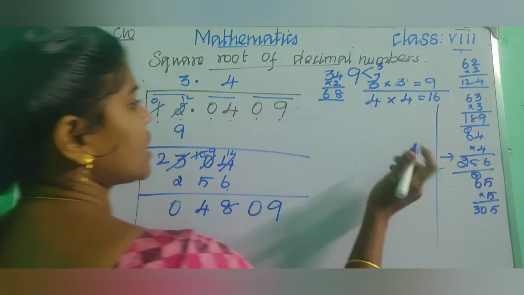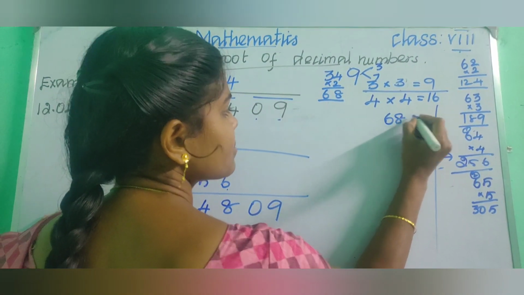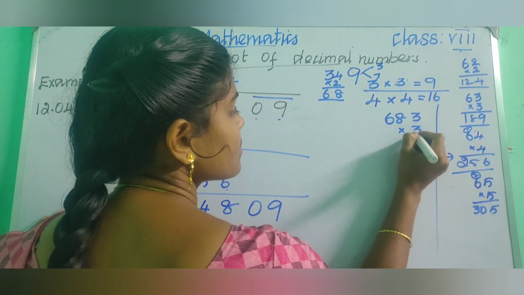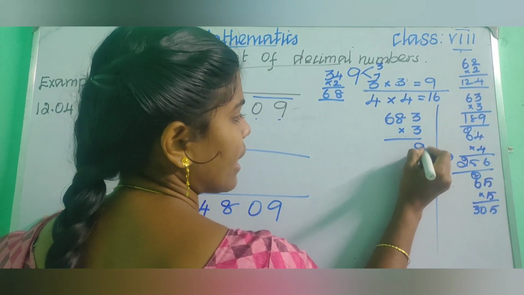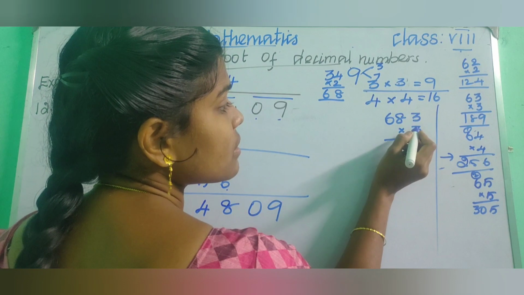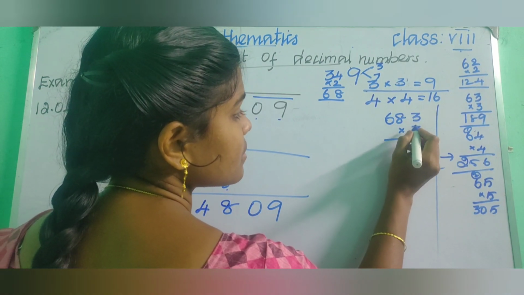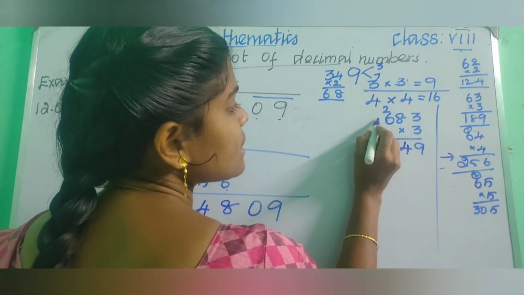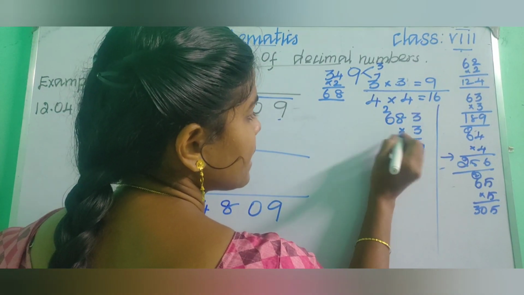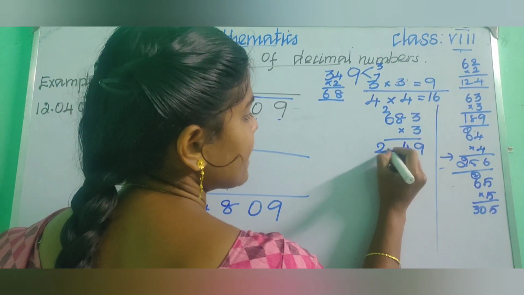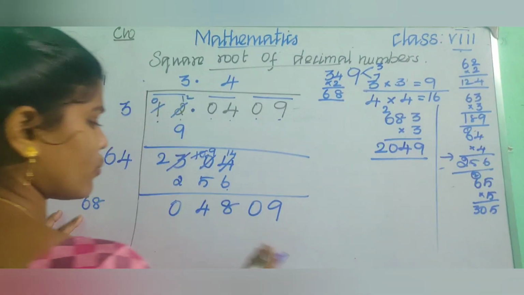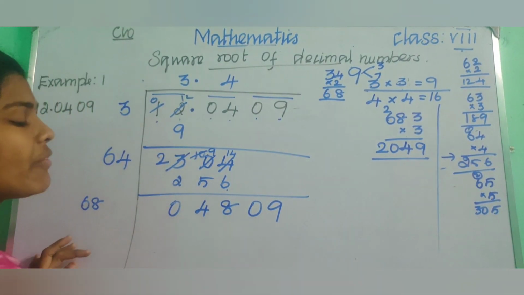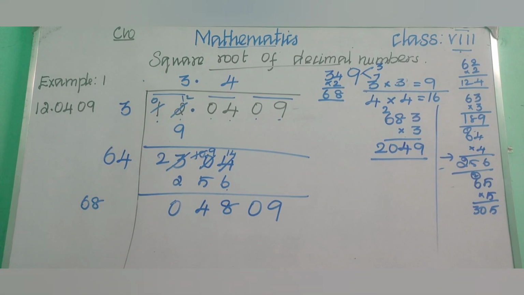Now let us check with 3. Okay, 68. Now multiply 3 and 3. 3 3s are 9. Okay, 8 3s are 24. Okay, put 4 and here 2. 6 3s are 18. 18 plus 2, 20. Okay, children, now we got 2049. But here we are having 4,809. Okay, 4,809.